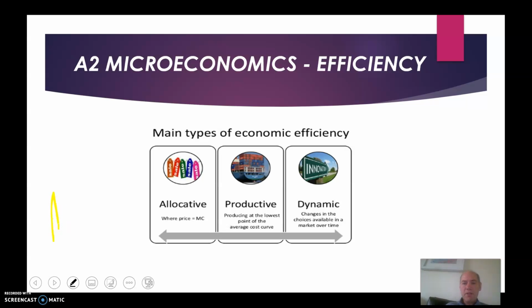Okay, three main types of economic efficiency that are mentioned on the syllabus. These are them: allocative, productive and dynamic, and we're going to go through those one by one in addition to some other forms of efficiency as well.